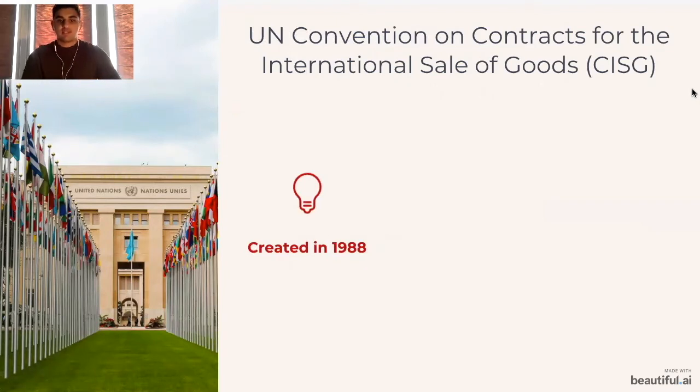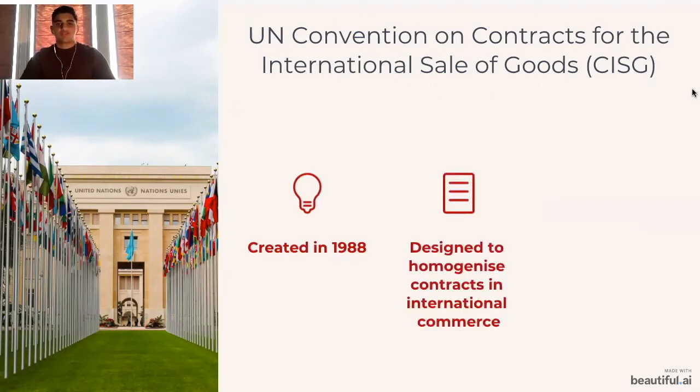It was created in 1988, and the whole purpose was to homogenize contracts in international trade. Because when you have a globalized economy and businesses in different countries all trading with each other, you have to have set contract terms, because it makes the process much, much easier. If there's a dispute between two businesses in two different countries, you then know which law to apply. Otherwise, you'd always be bickering about whether you apply one country's law over another's. And so the CISG was used to homogenize this.